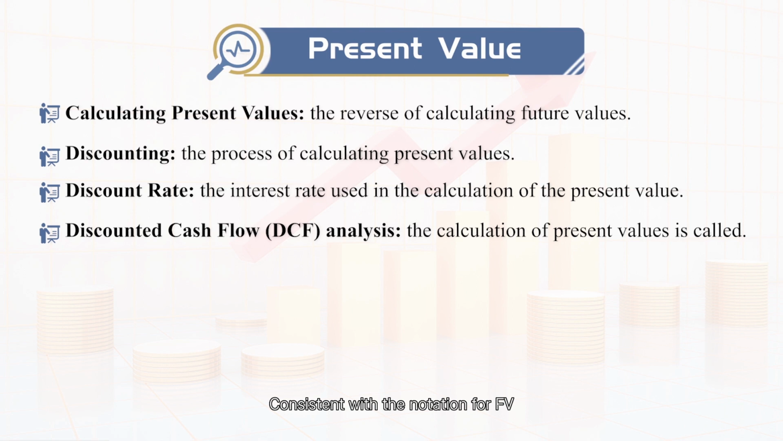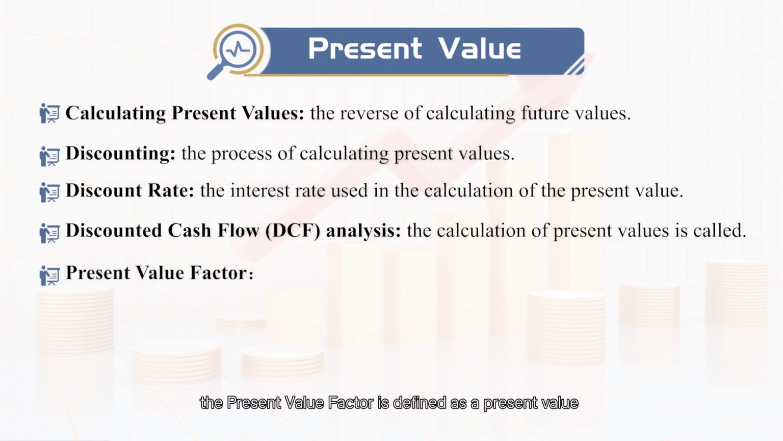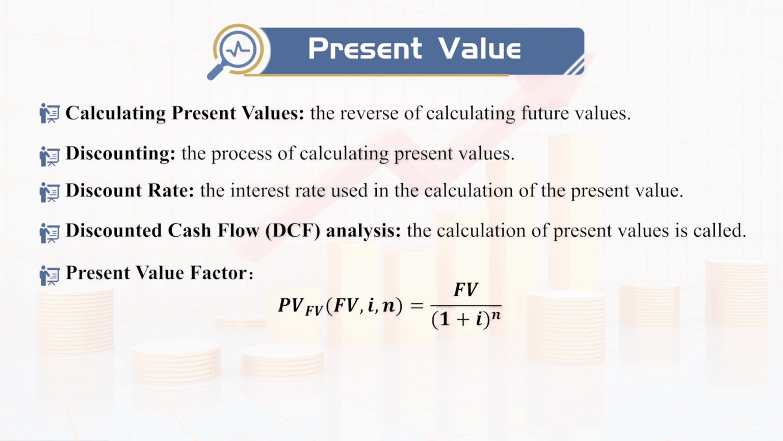Consistent with the notation for FV, the present value factor is defined as a present value from a future value, PVFV, known in the magnitude of the FV. The periodic interest rate I and the number of compounding periods N is equal to FV over 1 plus I to the nth.